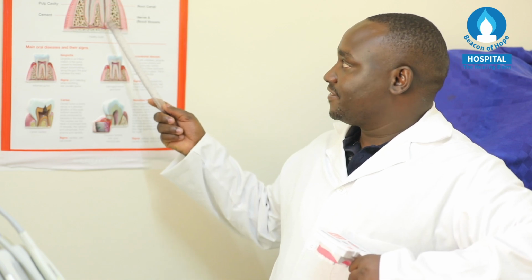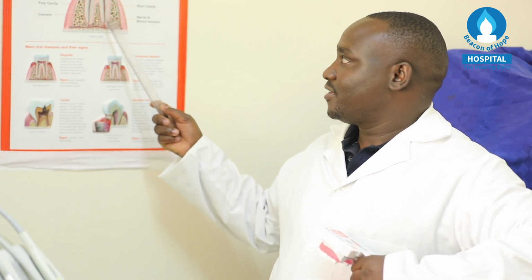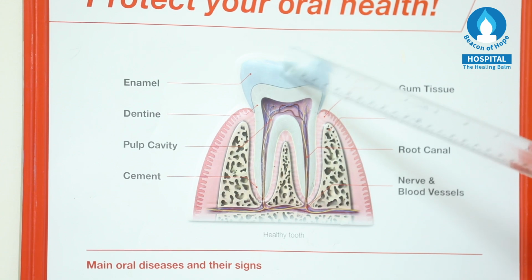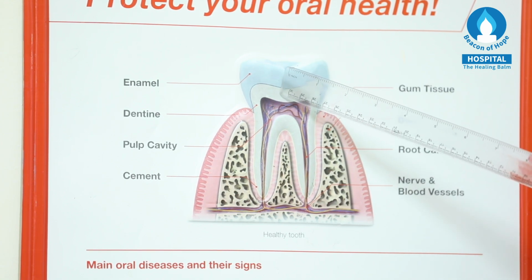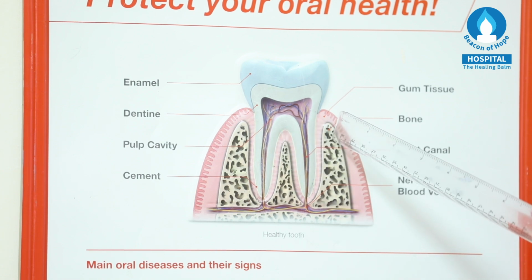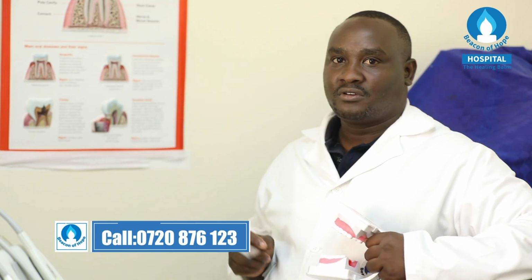So, with me here is the structure of a healthy tooth. A healthy tooth has the enamel, the dentine, the gum, the bone, and it also has the roots and nerve tissues inside the tooth. So, this is a healthy tooth. But now I want us to talk about the conditions which usually affect our teeth and our oral cavity.